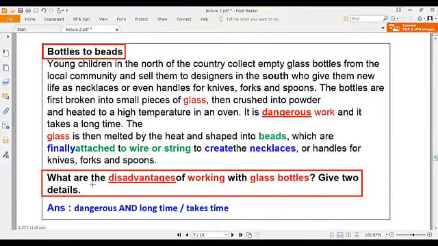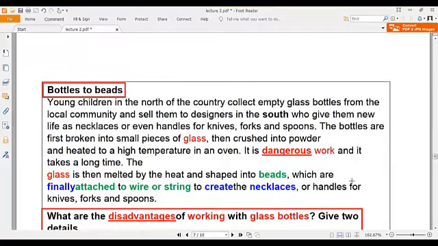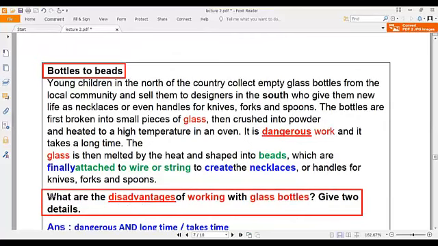What are the disadvantages of working with glass bottles? Give 2 details. تاني يبقى السؤال بيقول لي ايه؟ What are the disadvantages of working with glass bottles? هو طالب مني disadvantages ومش هلاقي كلمة disadvantages في الباراجراف. يبقى كده هنتعامل مع التريك اللي احنا اتفقنا عليها. يا اما يكون synonyms, antonyms, or paraphrase.